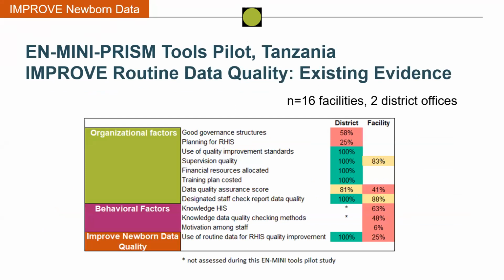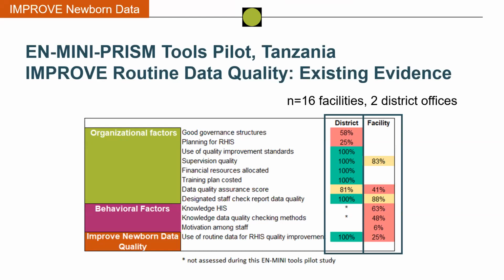To improve newborn data quality, looking at the organizational factor, behavior factor, and existing data quality improvement efforts, we found these factors to improve data quality were stronger at the district than facility. Notably, motivation among facility staff to perform RHIS task was extremely low at 6%.